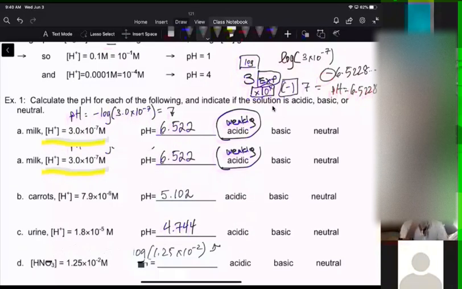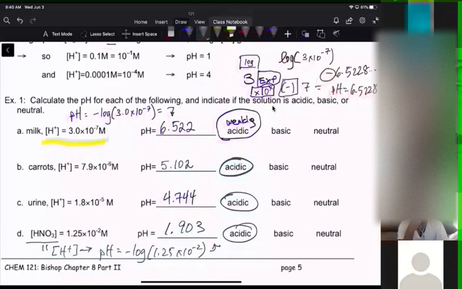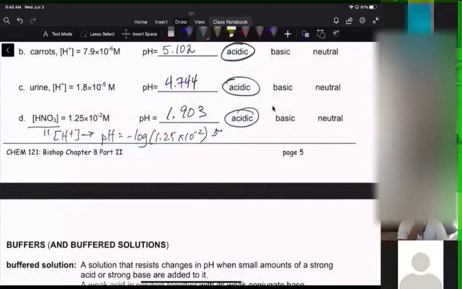And that one is 1.90. So very acidic. Nitric acid is a strong acid. We could get a pH of 1 from different solutions, and that would be strongly acidic, but it's not necessarily all nitric acid. We could get acidic compounds from other acids as well.